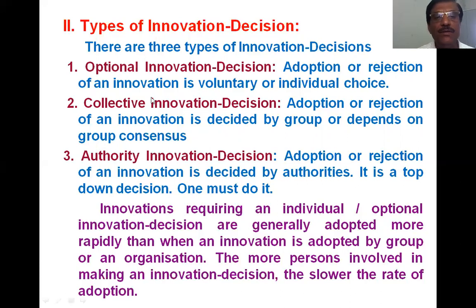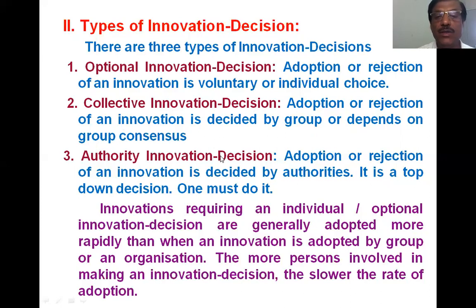Whereas in the case of collective innovation decision, adoption or rejection of an innovation is decided by the group or the social system as a whole. So more people are involved in the collective innovation decision. Here the adoption or rejection does not lie with the individual. It is decided by the group, the social system or the community, and depends upon group consensus. That is group consent, or social system consent, or community member consent.